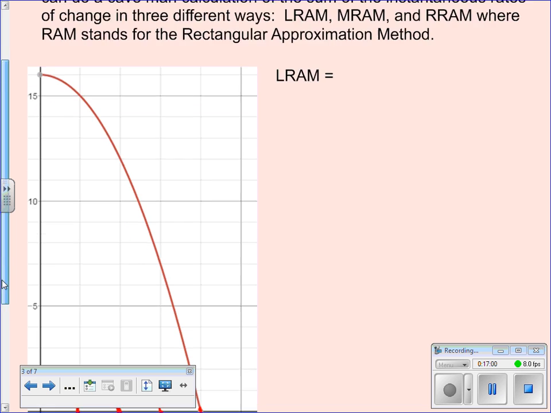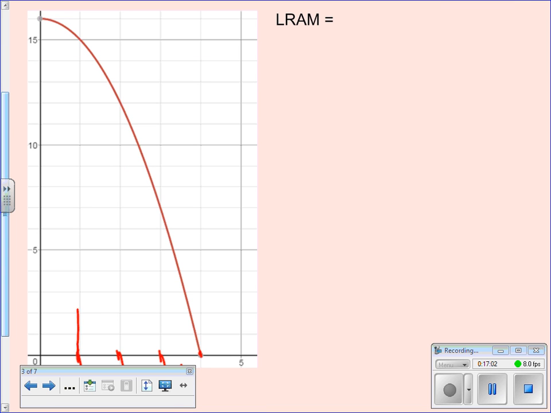So for my first rectangle, the height comes from the left-hand side of my rectangle. On the second one, same thing. I still have a rectangle. Its width is here. The left-hand side of my interval determines the height of my rectangle.